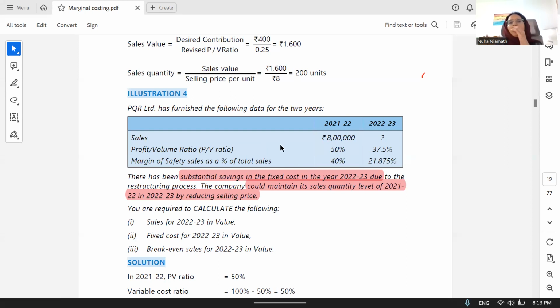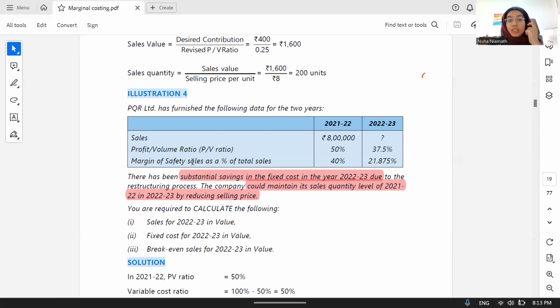Illustration 4. PQR Limited has furnished the following data for the 2 years, 21-22 and 22-23. Sales, 8 lakh rupees. Here we don't know what's the sales. Then we have profit by volume ratio, which is my PV ratio. In case you didn't know what PV stands for, it's profit by volume ratio. So PV ratio is 50% for 21-22, and for 22-23 it is 37.5%.